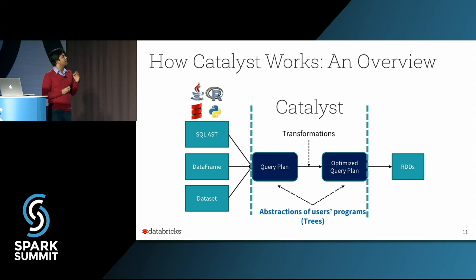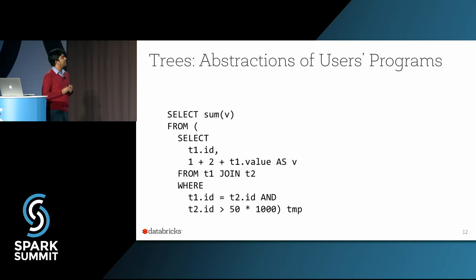So let me try to explain what exactly this abstraction of user programs, or trees or query plans, that I'm talking about is. Let me illustrate this with a simple example. Let's say we have a query like this. In this particular case, we are joining two tables, T1 join T2. We are trying to filter on some attributes. So in this case, we are trying to make sure that the ID of the first table is equal to the ID of the second table, and the ID of the second table is greater than 50 multiplied by 1,000.